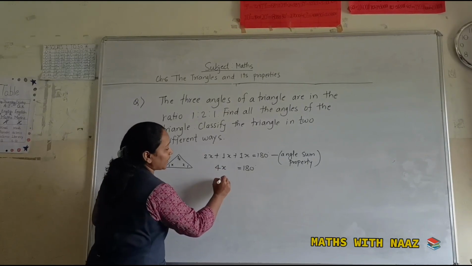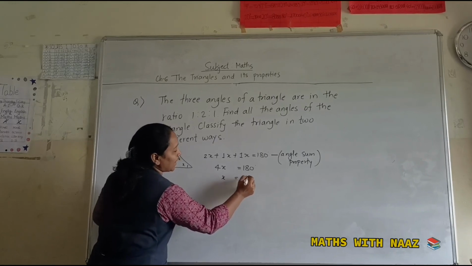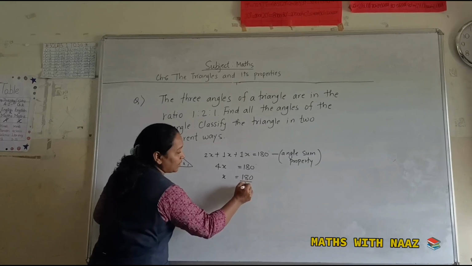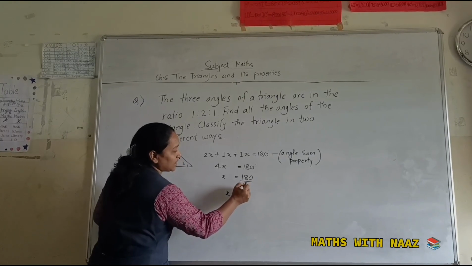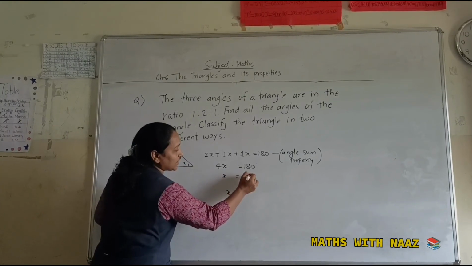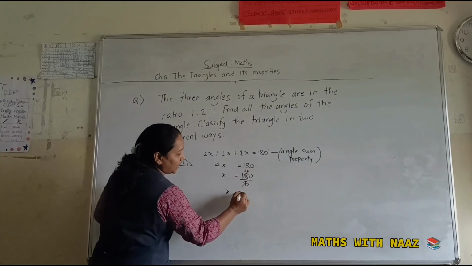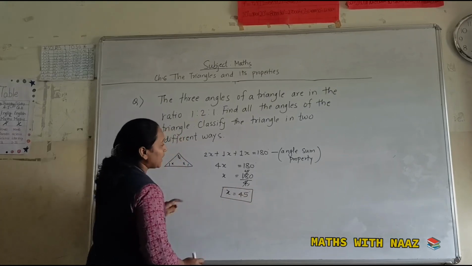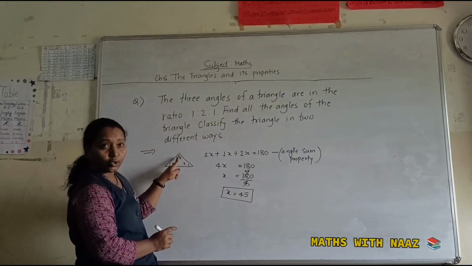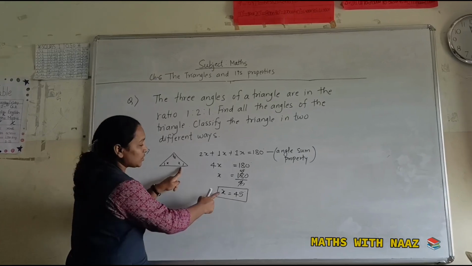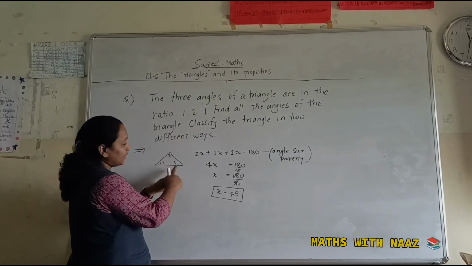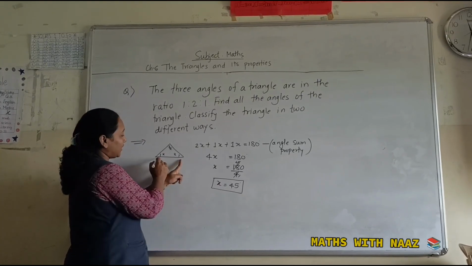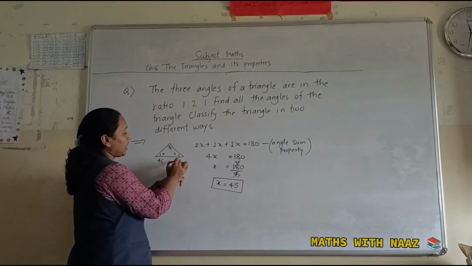While shifting, x is equal to 180 over 4. This multiplication, after changing sign, becomes divide. So let's divide this: 4 ones are 4, 4 fours are 16, 4 fives are 20. So your x becomes 45 degrees. Right? Now as per the given ratio 1:2:1, this x is nothing but the 1, and this x is nothing but the 1. So here your value will become 45 and 45. This is your 45 degrees, 45 degrees.